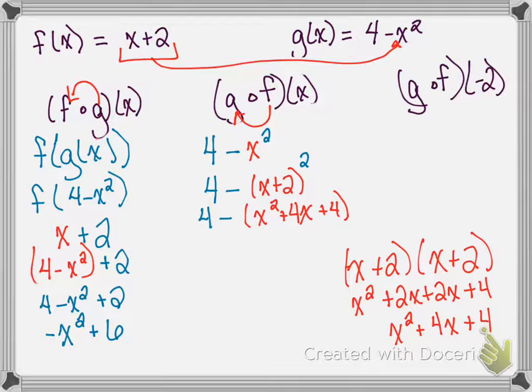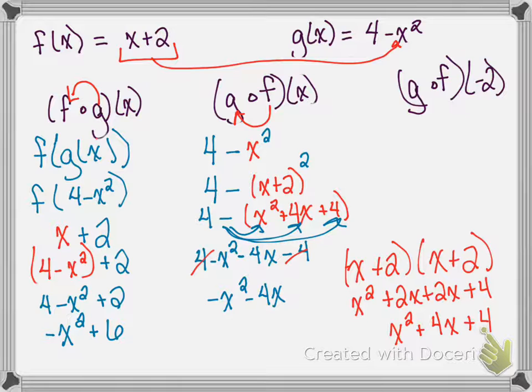Okay? What do I need to do next? Who does that negative belong to? Everything. Okay? So I've got to distribute that negative. So I have 4 minus x squared minus 4x minus 4. I have a positive 4 and a negative 4. I'm left with negative x squared minus 4x. That is g composed of f.